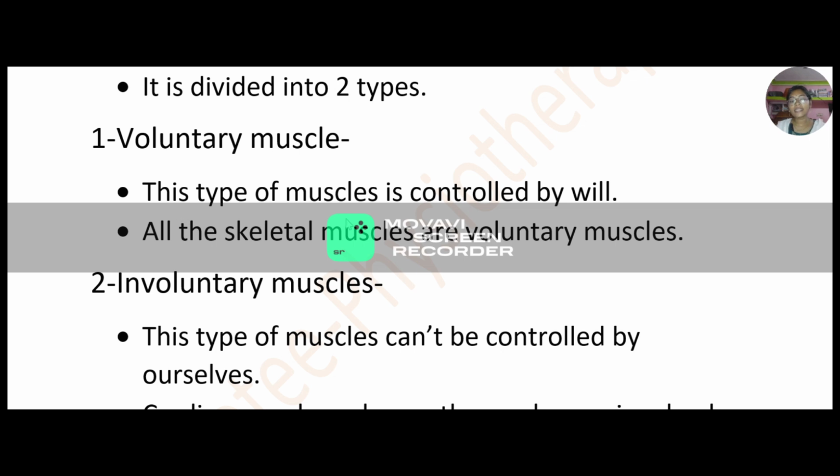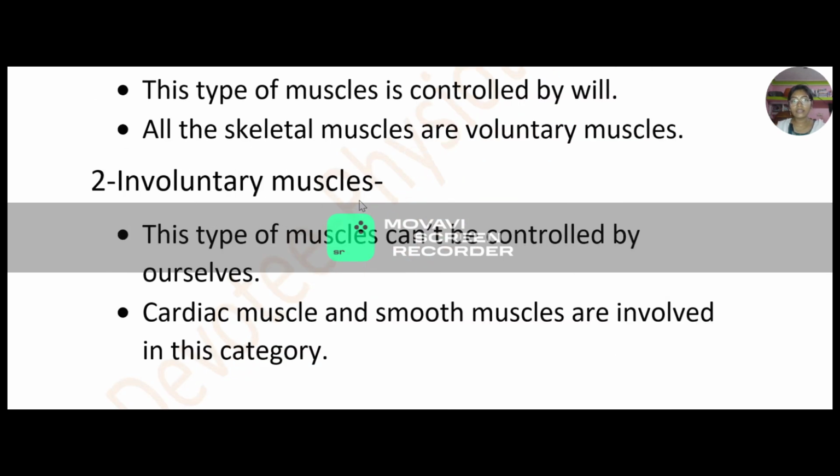Voluntary muscles are controlled by ourselves, controlled by will. All the skeletal muscles are voluntary muscles. Example, all the skeletal muscles, like when we are doing various types of activities in day to day life. These activities are done by the skeletal muscles, and the skeletal muscles are under the control of our will. Then next is involuntary muscles.